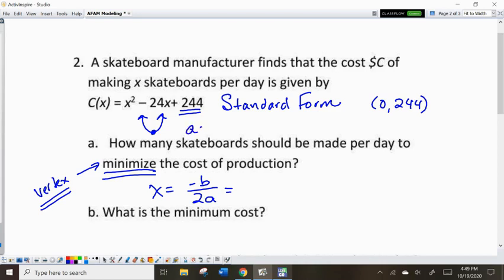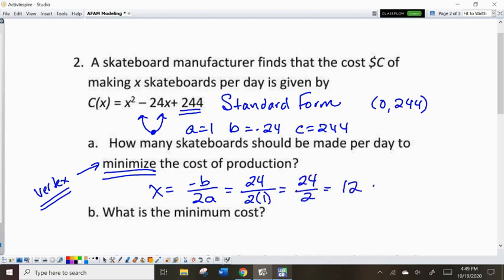In our equation, a is 1, b is negative 24, and c is 244. The opposite of b would be positive 24, and we're going to put that over 2 times 1, which would be 12 skateboards. If we make less than that or more than that, our costs go up.